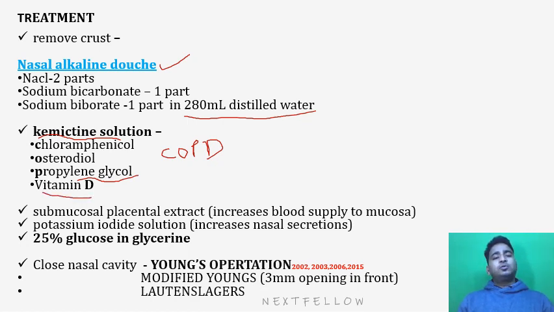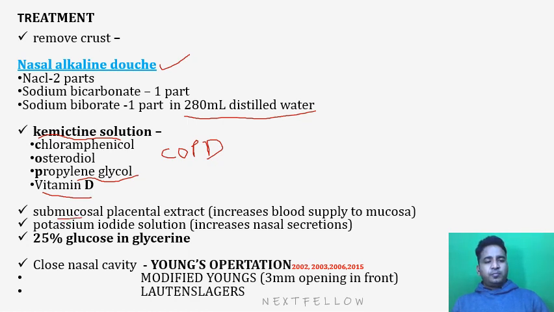So Camectin solution is made up of the antibiotic chloramphenicol, then comes the estrogen, then comes the vitamin D and propylene glycol. We know the vitamin D deficiency also causes atrophic rhinitis. So this COPD combination will also help in healing of atrophic rhinitis, or be helpful in treating the patient of atrophic rhinitis.